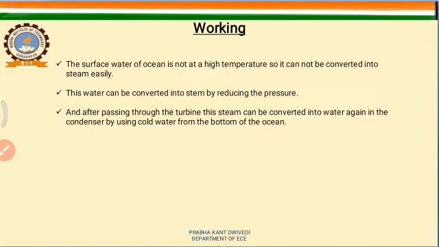To utilize this energy, there are two means to convert this water into the steam without giving any external energy to the water. One way is to reduce the pressure in the boiler, and at this lower pressure the water gets converted into the steam even at 30 degrees centigrade. So one way is to reduce the pressure, but there is a disadvantage of reducing the pressure.